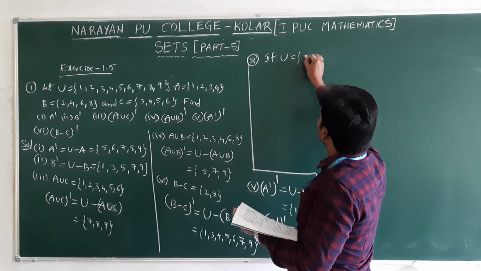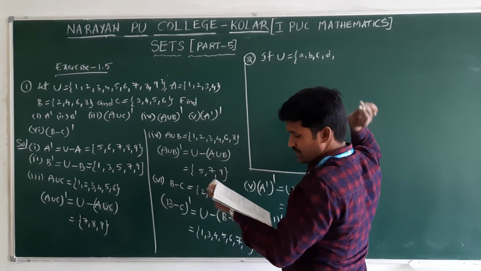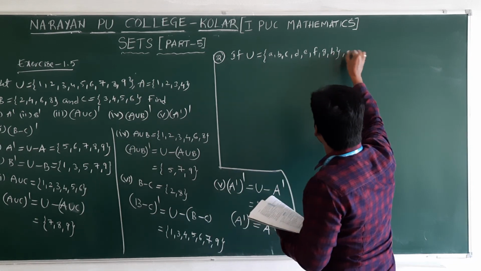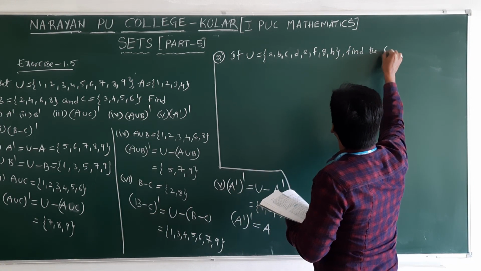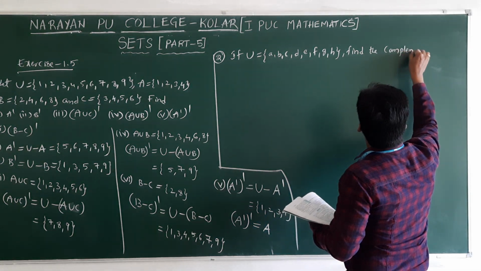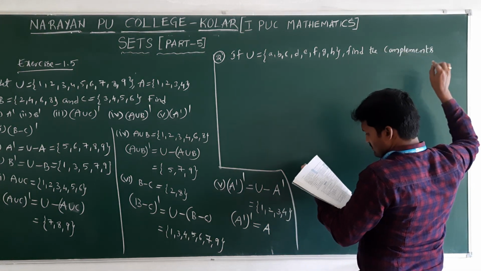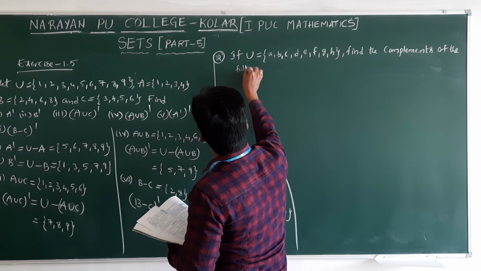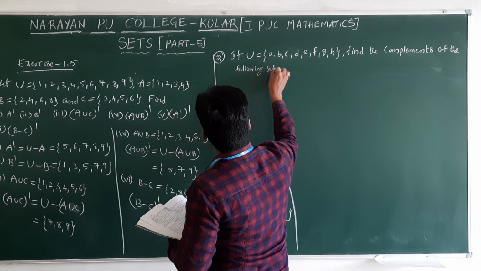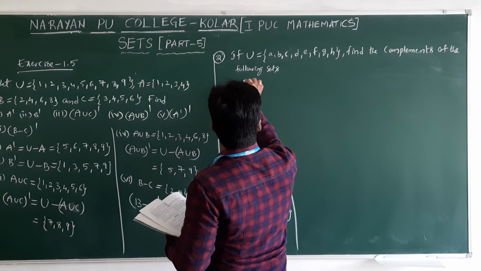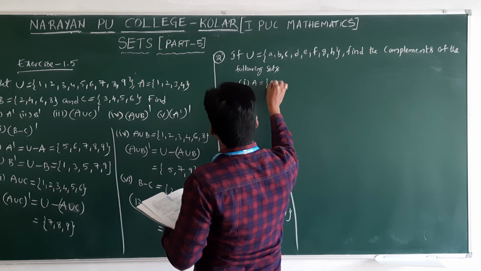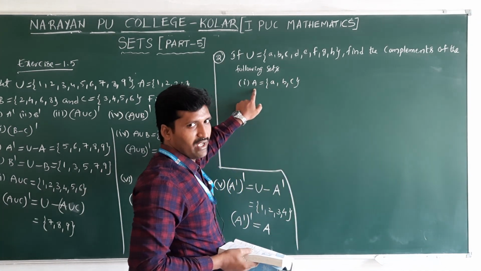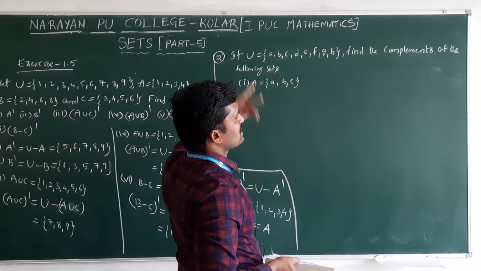If universal set is A, B, C, D, E, F, G, H, find the complements of the following sets. In that first one, A, B, C. For this we need to find A dash, complement of A. How to find? U minus A is the U dash, A dash you will get.